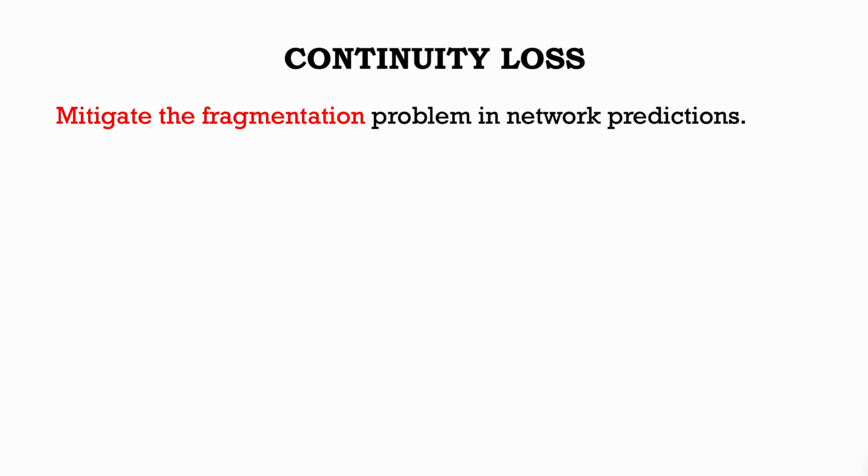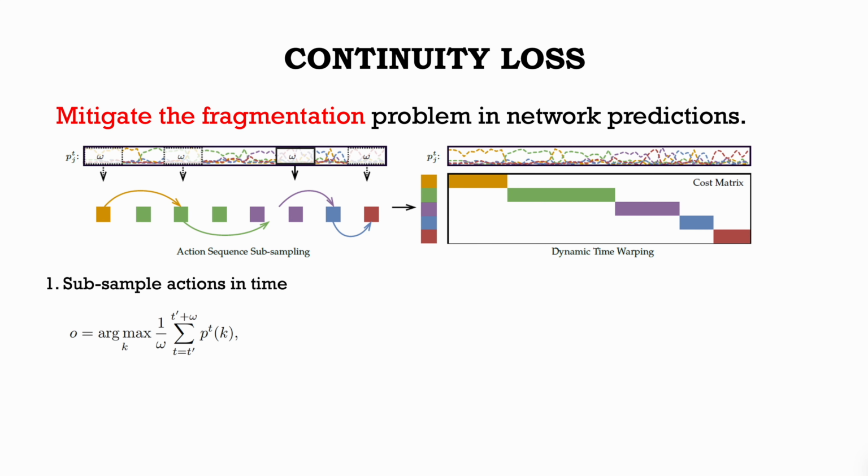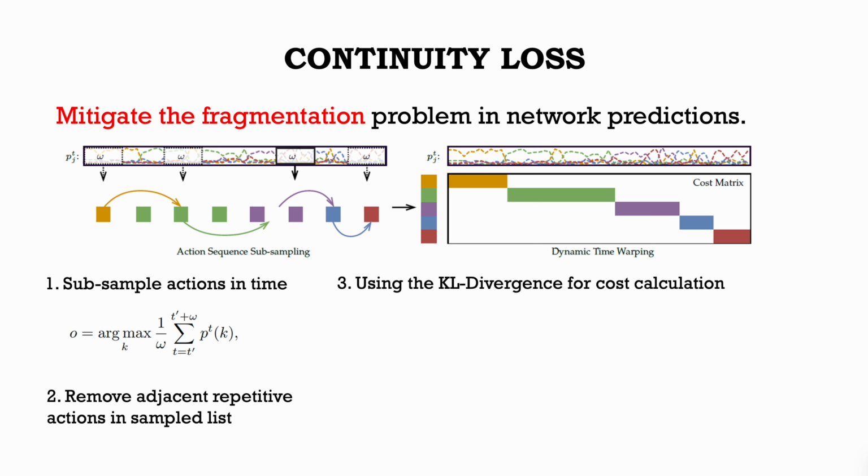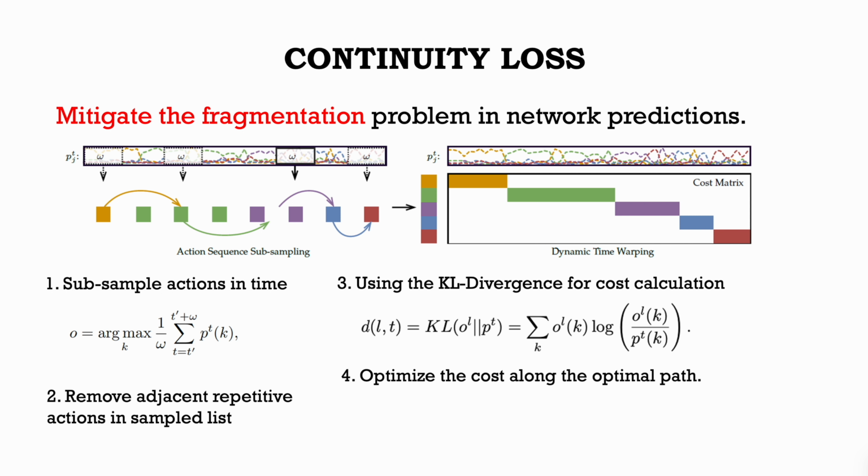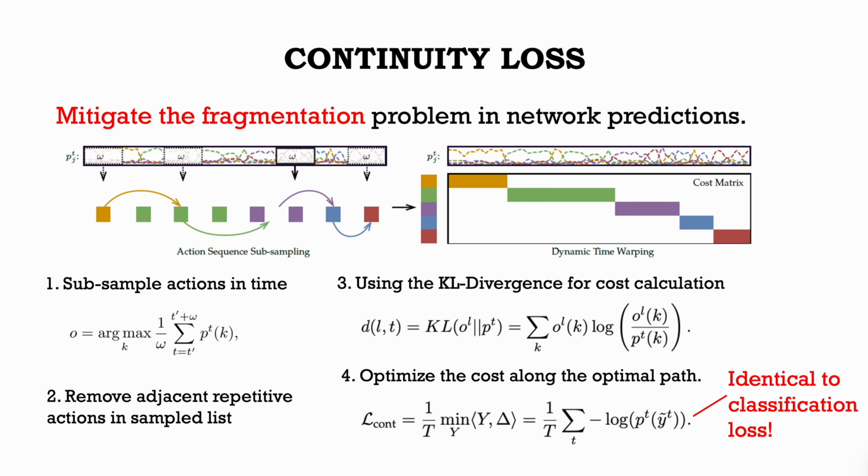The second loss function, continuity loss, is designed to mitigate the overfragmentation problem. Specifically, we first subsample actions in network outputs to obtain a reduced action list without repetitive actions that are consecutive in time. We further compare the list against the predictions and use dynamic time warping to find the optimal alignment. The continuity loss is the cost along the optimal assignment and path. Due to our deliberate selection of the KL divergence, we were able to simplify the loss to the conventional frame-wise classification loss.